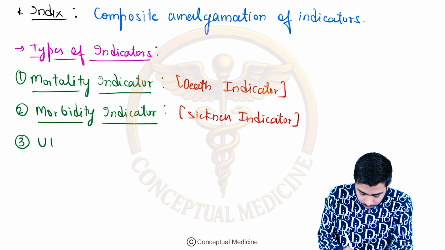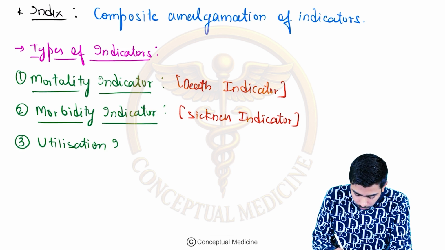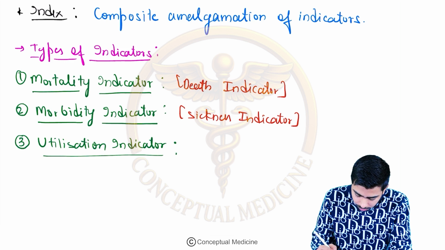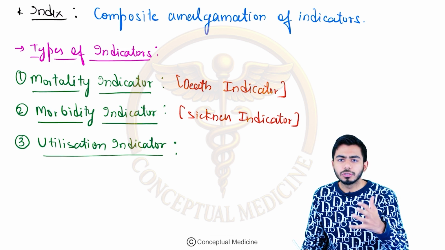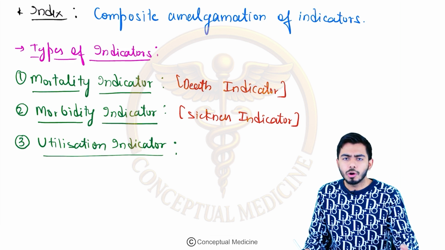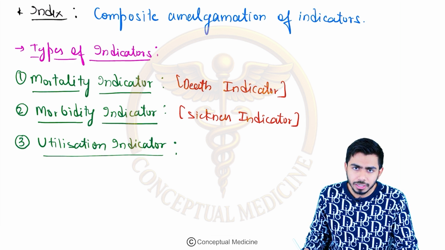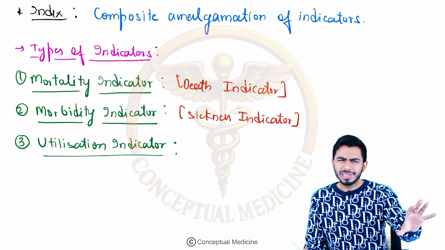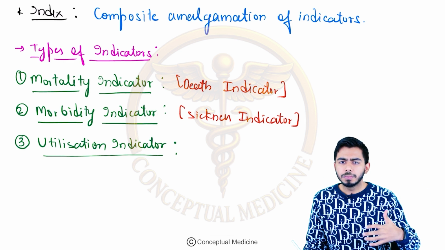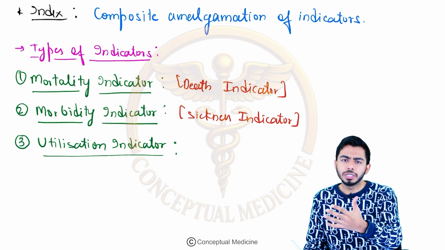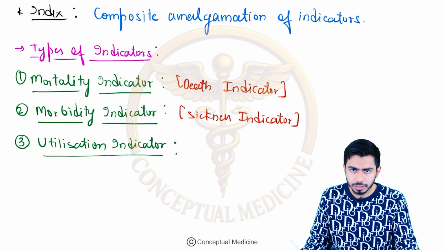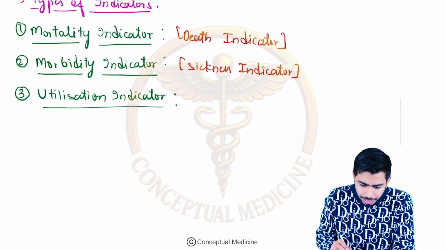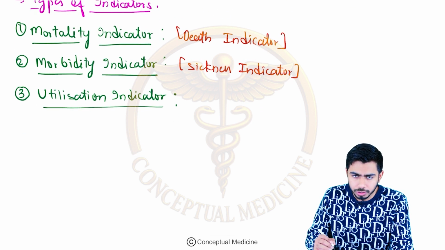Then the third one is our utilization indicator. That is how well the population is actually utilizing the services. For example, the government of India launches several kinds of schemes, and how well the people are utilizing those schemes. The government of India has opened government hospitals, government PHC, government CSC. How well the people in that particular society or community are using those facilities provided by the government. So it is practiced by the population.